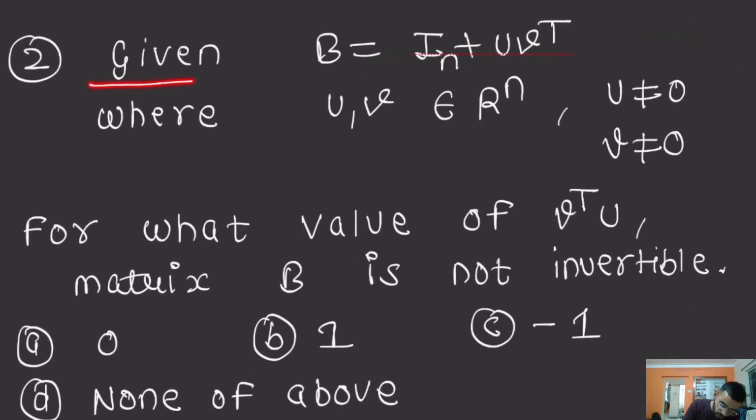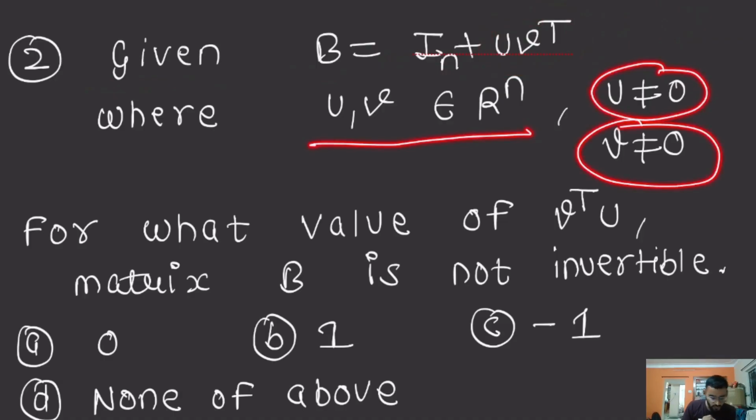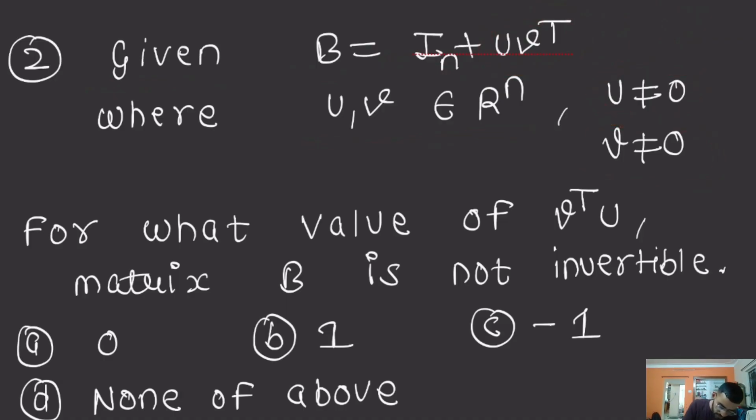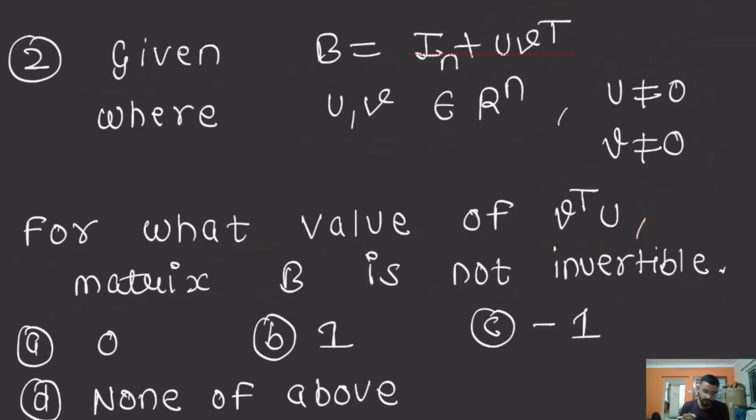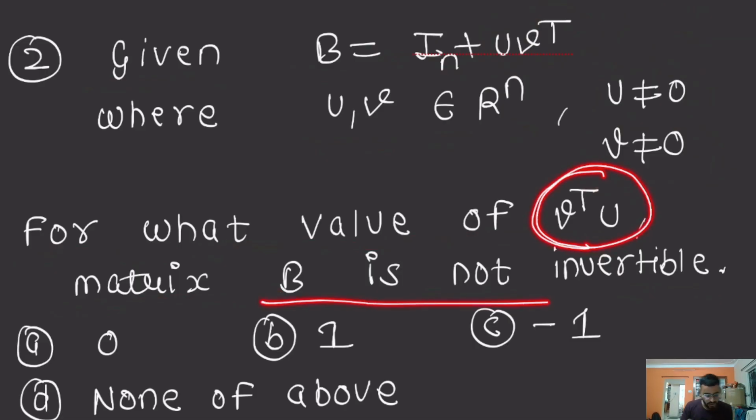And the second problem is given B is equal to I n plus u into v transpose. Again you see u and v both are n dimensional vectors, so u is not equal to 0 and v is not equal to 0. What we need to do is, for what value of v transpose u is matrix B not invertible. Okay, we need to find the value of v transpose u so that B is not invertible.